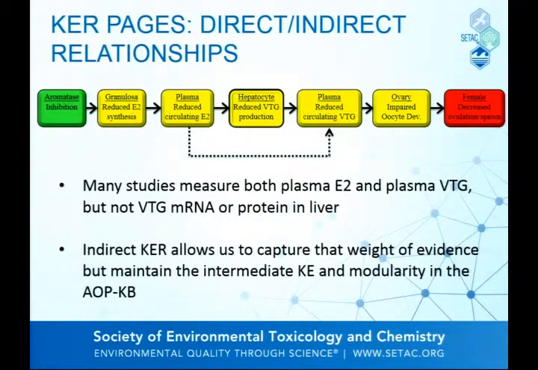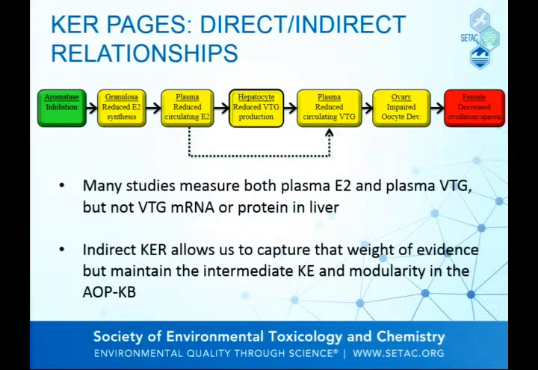There are many examples of this. This is another one, and this is the one that I'm sure the aromatase group discussed a little bit, and so did we in the back. Do you put all of these boxes in? In this case, you know that plasma reduction of circulating E2 leads to reduced vitellogenin production in the liver and hepatocytes, and then that leads to reduced circulating vitellogenin. The question is, how much data is out there on whether chemicals actually reduce the VTG production in the hepatocytes? The answer to that is not that many. That is not typically something we measure.